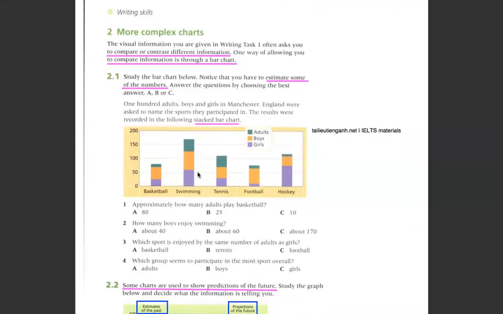All right, another type of visual information that you have is a bar chart. This is a slightly more complex chart, okay? In this, we need to compare and contrast different information, all right? We have 3 groups that are being compared. This is called a stacked bar chart. So it's a little bit more complicated. And for most of this, we need to estimate numbers. Okay, so remember when we estimate, we use words like about or approximately in order to estimate.